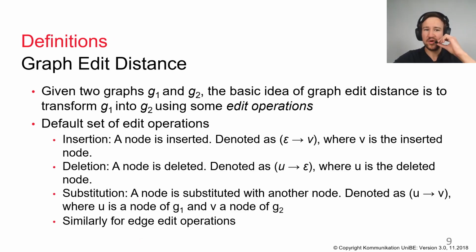So, what is graph edit distance? Given two graphs, G1 and G2, the basic idea of the graph edit distance would be simply to transform graph 1 into graph 2 using a given set of edit operations. In our case, the default set of operations are usually insertions, deletions, and substitutions, and those operations can be done for nodes and edges similarly. However, there are also other operations that are possible, but for our work we use those three operations.